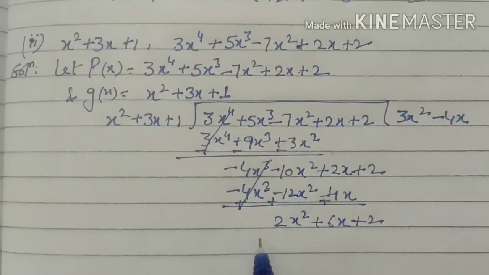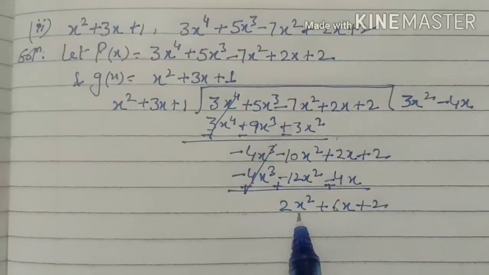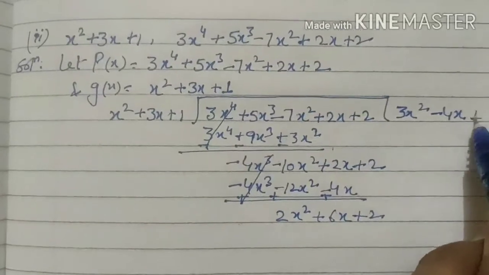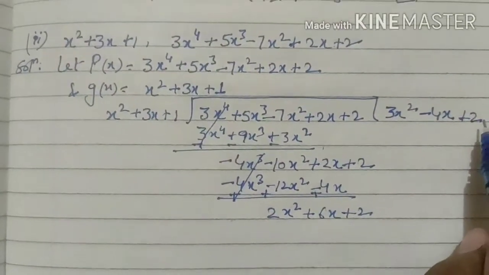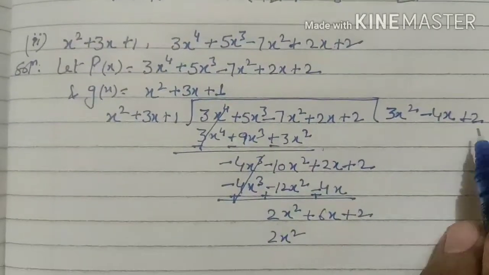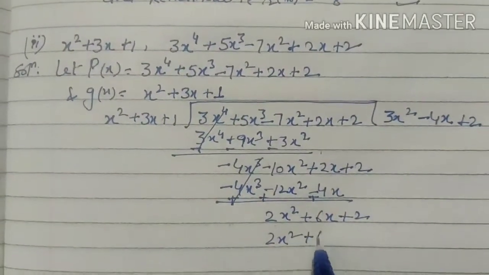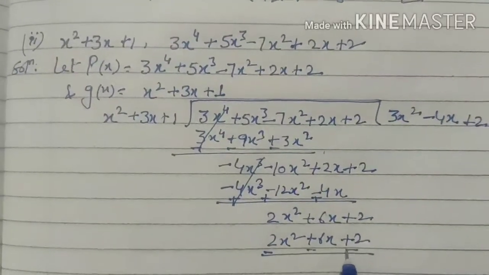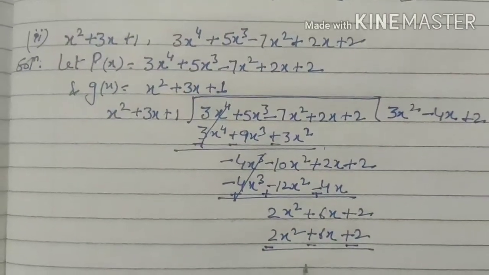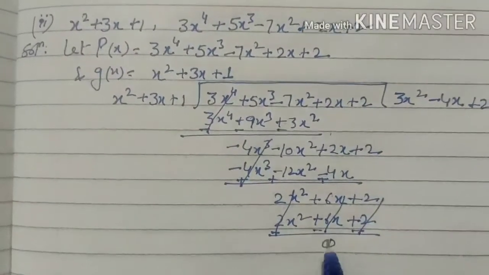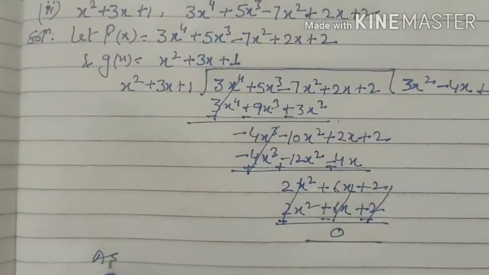So now divide the highest degree term, that is 2x square, by x square, we will get plus 2. So plus 2 will be the next term of the quotient. So this will become 2x square and then 6x and then plus 2. So you can see the sign will be changed and all terms will be cancelled. So the remainder is 0.